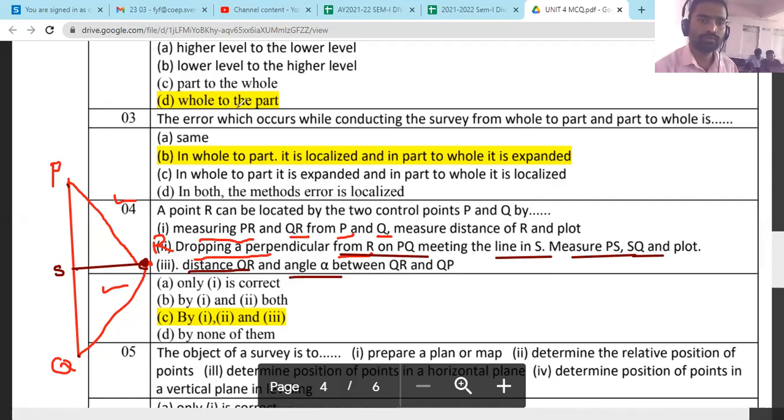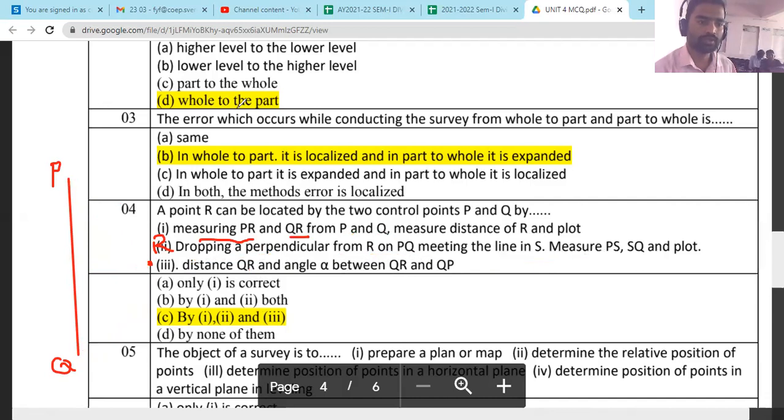Okay, so now I will remove this. Third one, what is it saying? See, distance QR. Q to R distance is measured first. QR is measured. And angle alpha between QR and QP is measured. This is alpha, and QP is also measured, because I don't know this one. I know QR is known. If you know alpha only, you can decide its length.